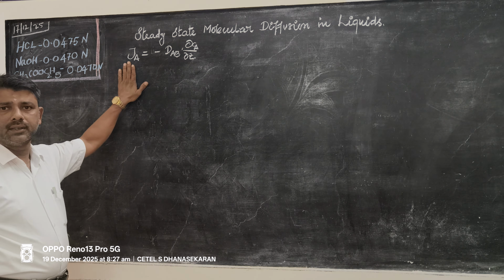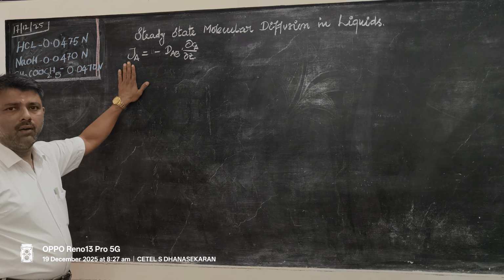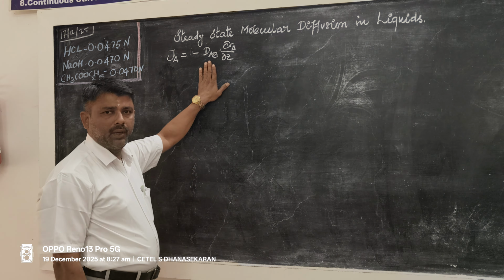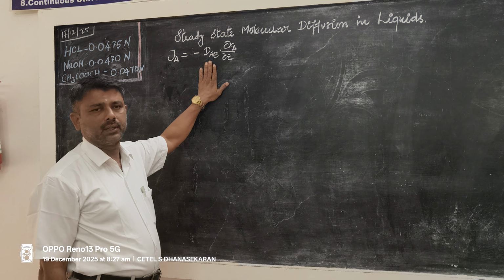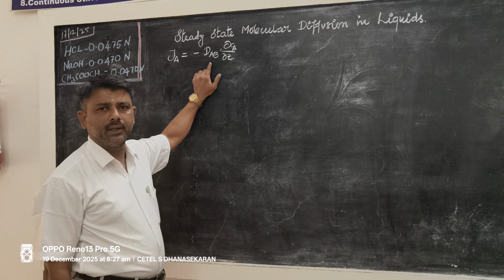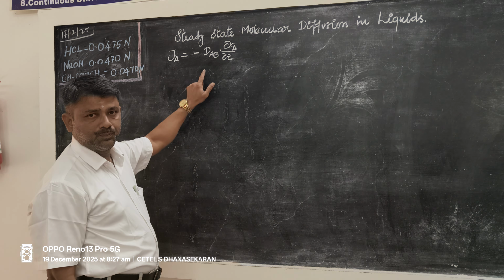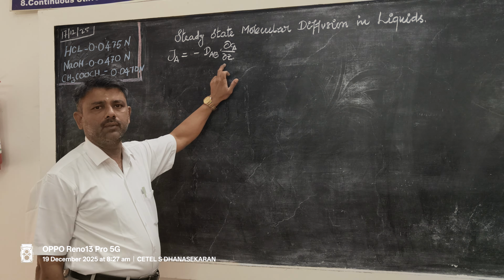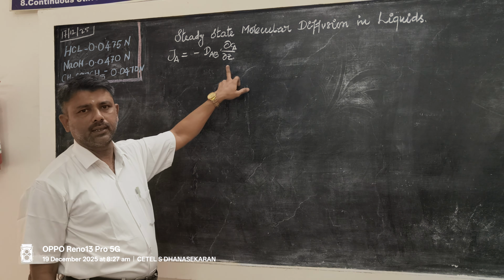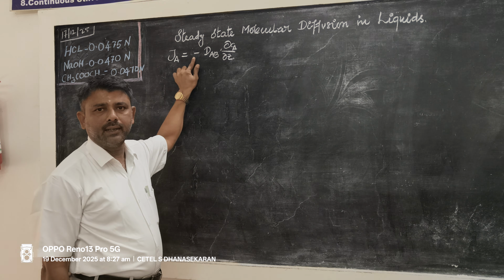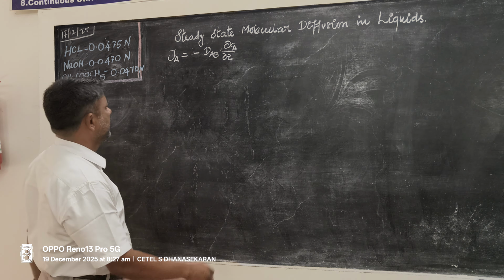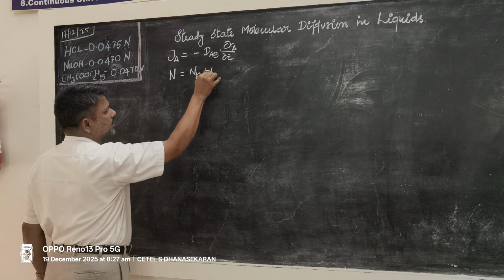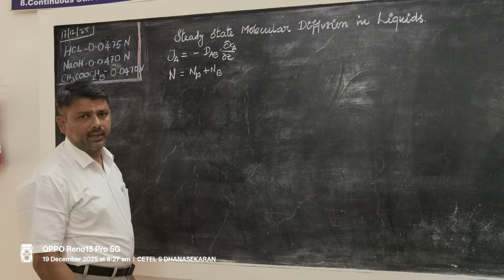Flux JA is relative to average molar velocity of the compounds present in the solution. DAB, diffusivity or diffusion coefficient, is a measure of diffusive mobility of a component A in B. Dou CA by dou Z, changes in concentration with respect to distance, is called the concentration gradient. The minus sign indicates decrease in concentration. Clear? Right.